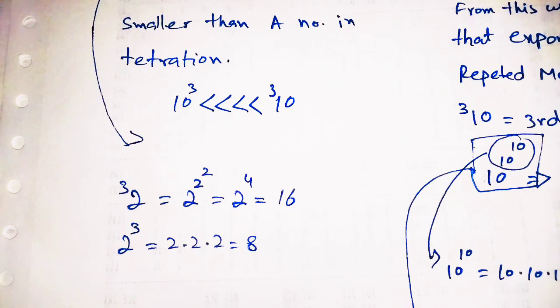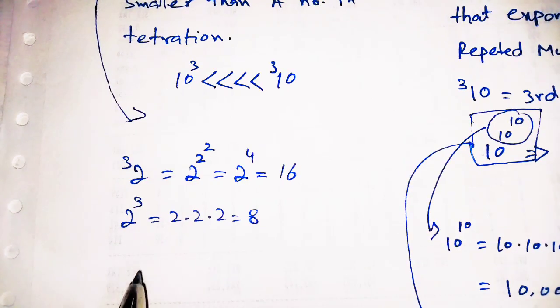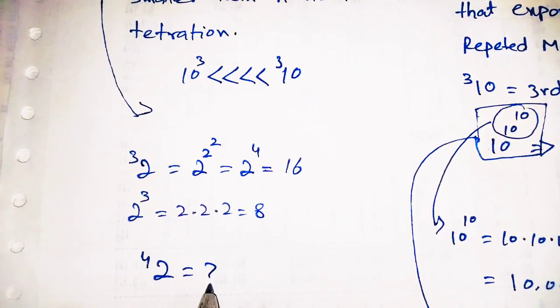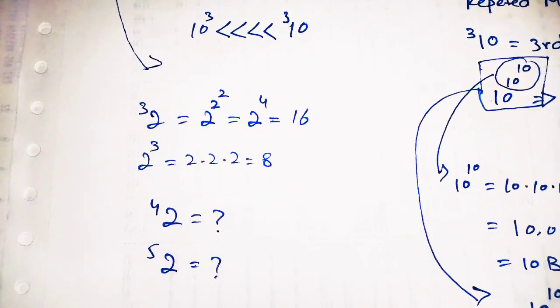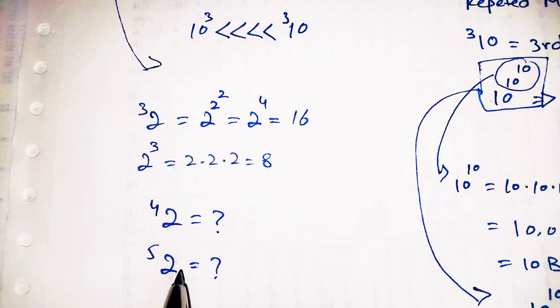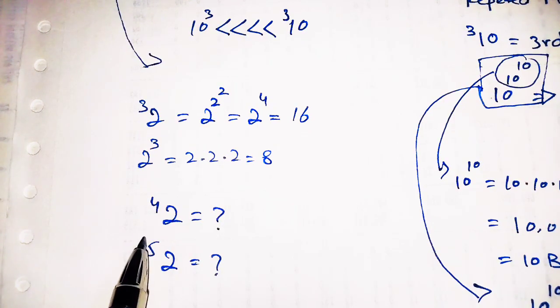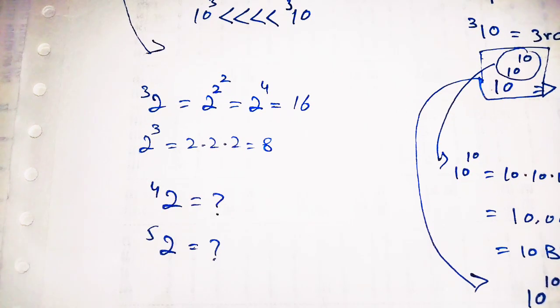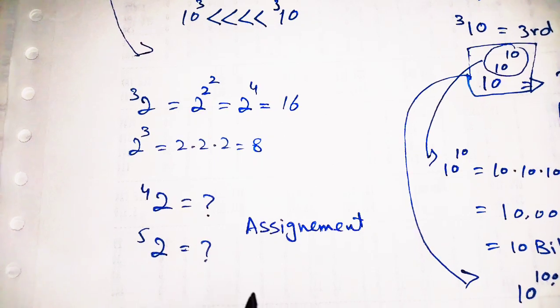According to this, it is your assignment to find the values of the fourth tetration of 2 and the fifth tetration of 2, and from these two values you will notice the increase in the answer. As we increase only one tetration here, there will be a huge increase in the final answer. So this is your assignment. Find the answer of these two and please share with us in the comment section.